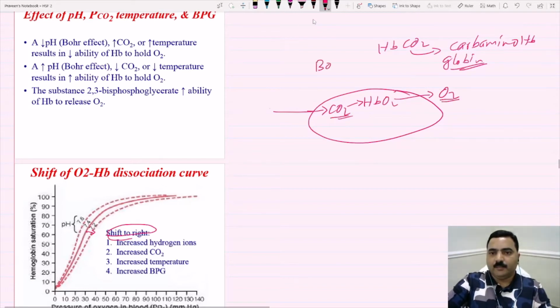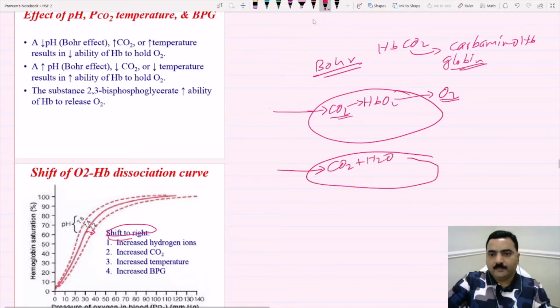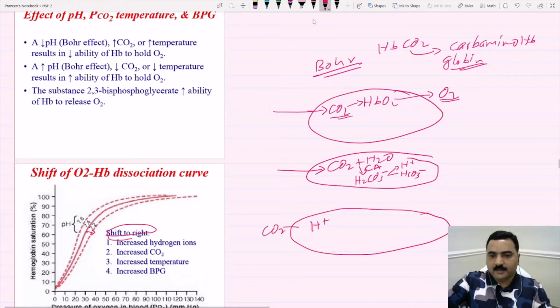So we are discussing the Bohr effect, the influence of the carbon dioxide. Another thing is, when the carbon dioxide comes in, what happens? The carbon dioxide will react with water in the presence of carbonic anhydrase enzyme, and causes the formation of H2CO3. H2CO3 will get dissociated into H plus and HCO3 minus. Now, what are the things that are done by this H plus? The H plus that is coming from the carbon dioxide will bind to the hemoglobin.